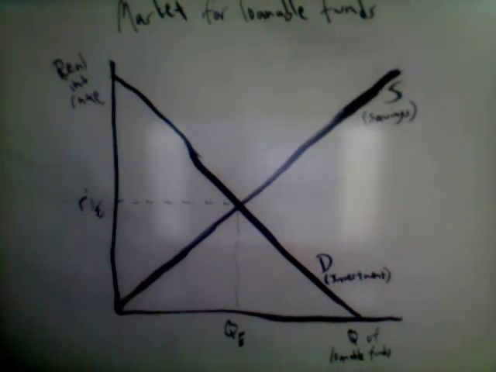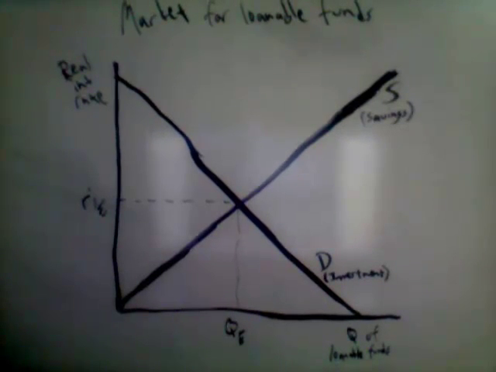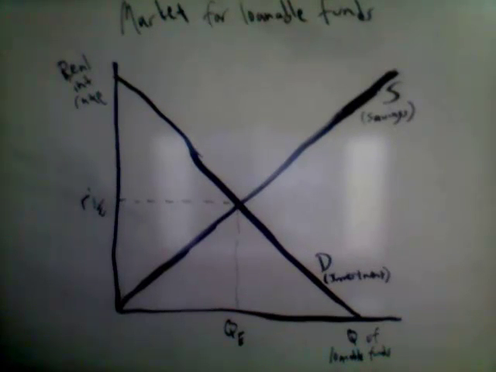And what determines real interest rates is the market of loanable funds, which is the supply of and the demand for loans in any given country. So here we have the market for loanable funds. And the y-axis is the real interest rate, and the x-axis is the quantity of loanable funds. So here it looks kind of just like a supply and demand graph.